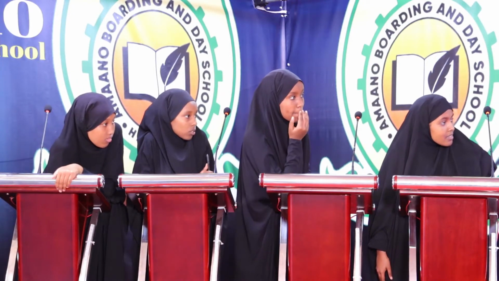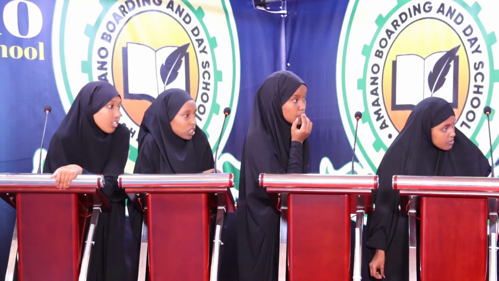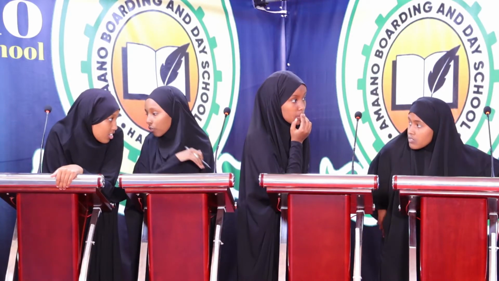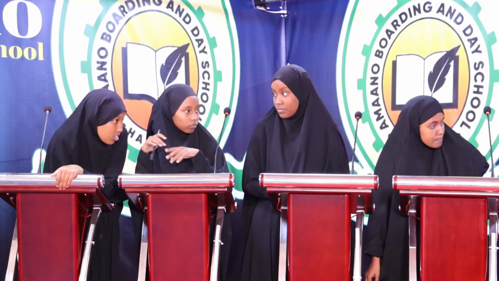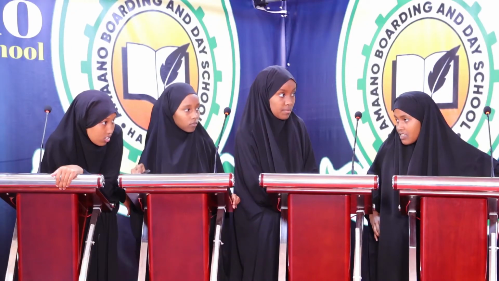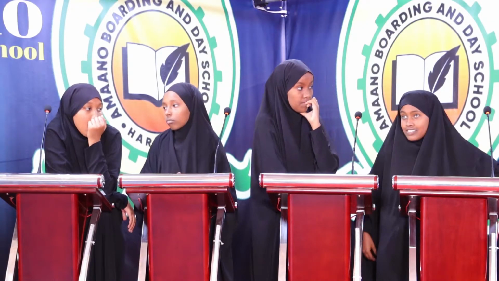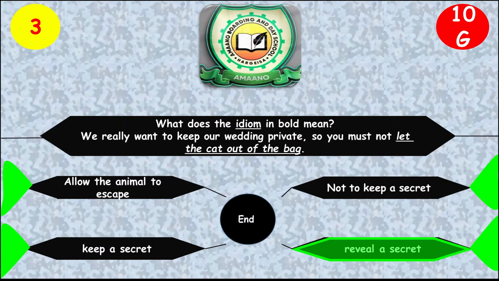What does the idiom in bold mean? In this case, they underlined. We really want to keep our wedding private, so you must not let the cat out of the bag. Allow the animal to escape, not to keep a secret, reveal a secret. The underlined section, to let the cat out of the bag. Yes, D. Yes, that is correct.